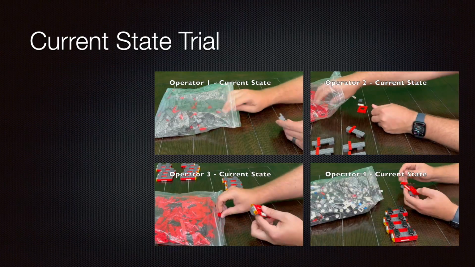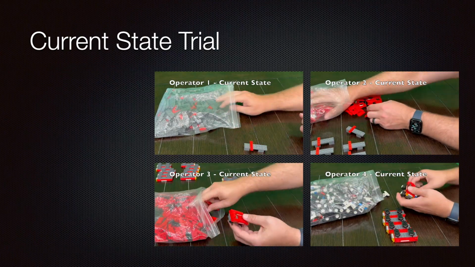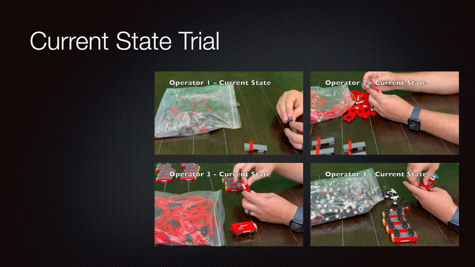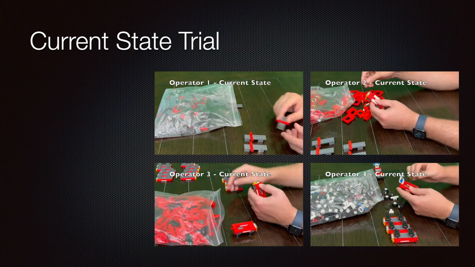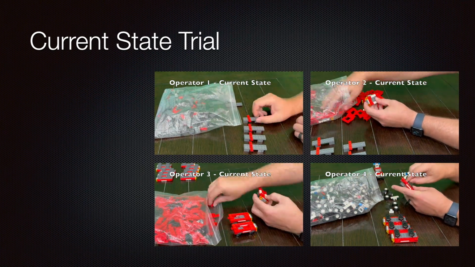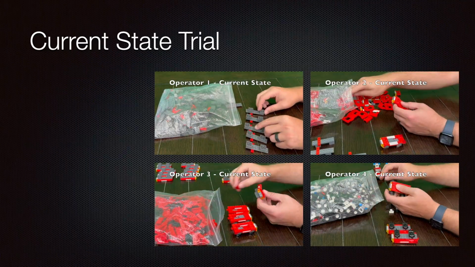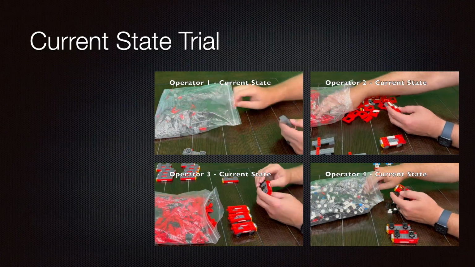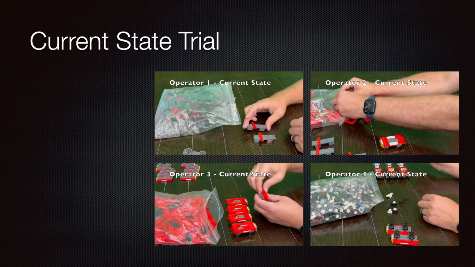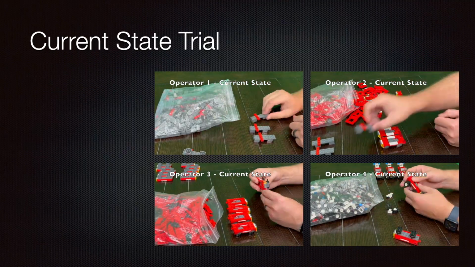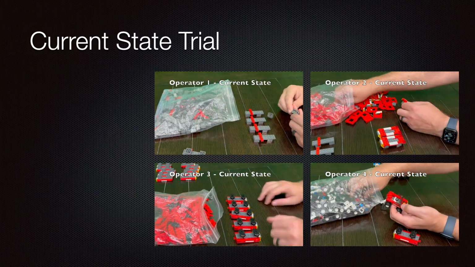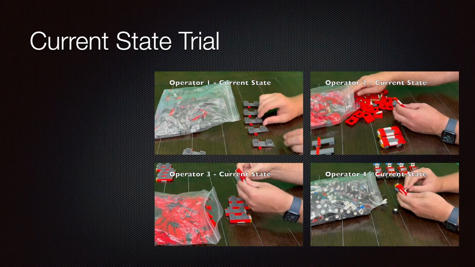The next thing that we do is we observe. And so here we step into the Gemba. This is where we see the work being done. Again, I mentioned earlier we have 4 operators. The top left is operator 1. The top right is operator 2. The bottom left is your operator 3. And bottom right is operator 4.